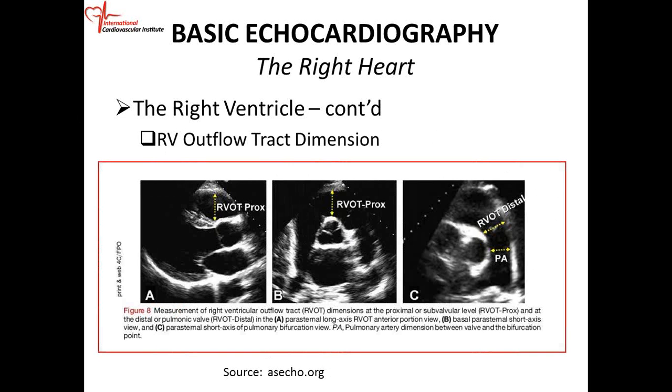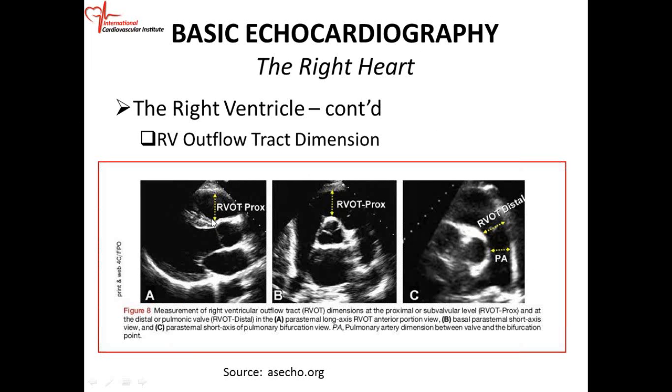All right. So there are other measurements that you're going to do in the right ventricle, because you have to determine if the right ventricle is dilated, yes or no. We talk about the outflow tract, the right ventricle outflow tract, and there are three measurements that you should do to determine if there is right ventricular outflow tract dilatation and hence RV dilatation.